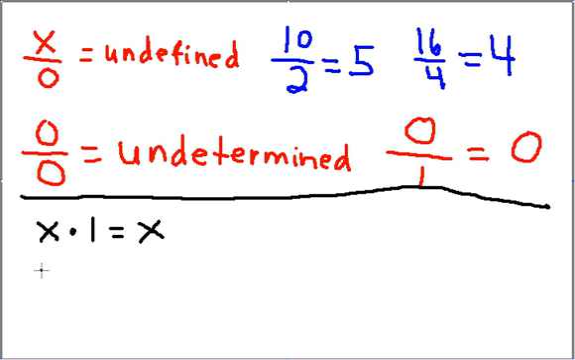The second property about 1 is that when you divide by 1, no matter what the number is you start with, x divided by 1 will always equal x. 100 divided by 1 is 100. 17 divided by 1 is 17. 0 divided by 1 is 0. So those are the two primary properties about the number 1.